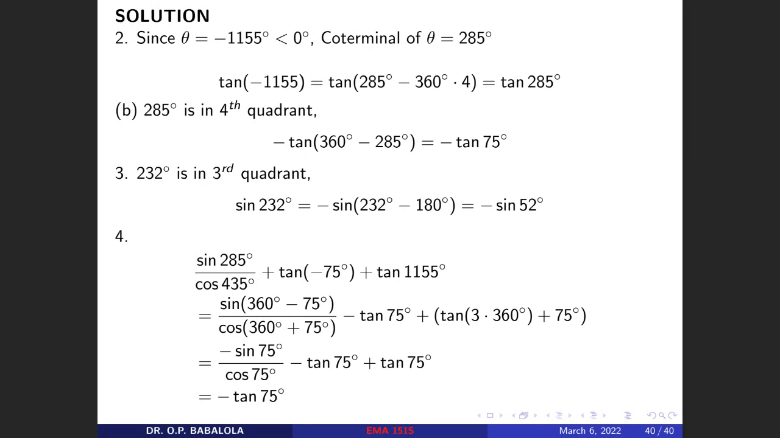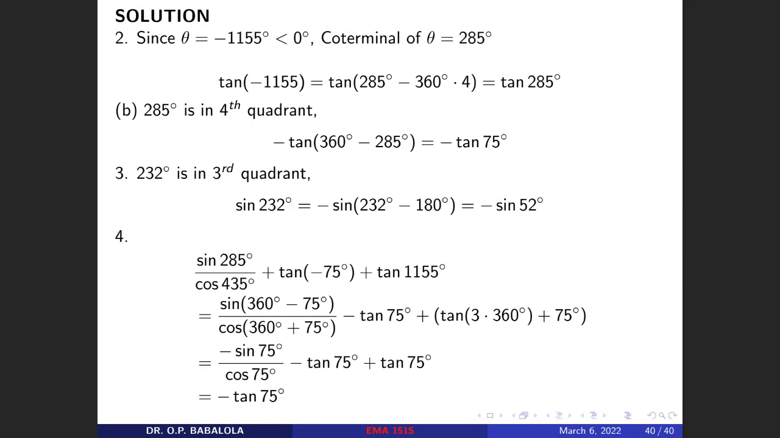So the first thing is to just get the coterminal of it. And how do you get the coterminal of it? You look at subtracting 285 from 360. But in that case, I'm just getting the coterminal. I'm showing you just an easy way to get the coterminal. You have 1155. Let me just show you this straightforward.